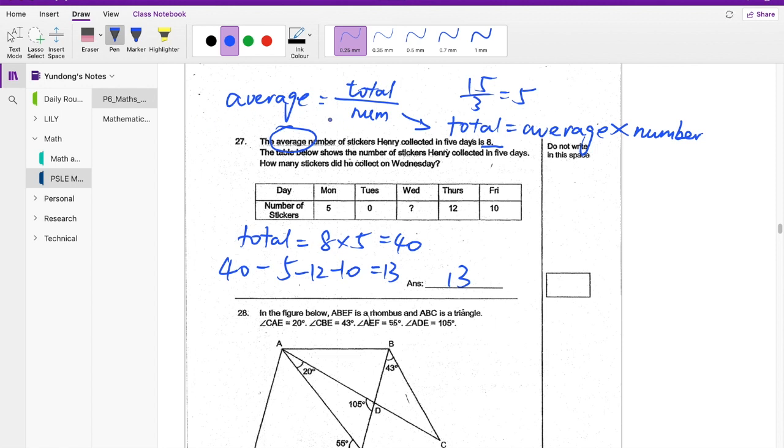So we must know the concept first, right? So if you know that average is total divided by number, and total equals average times number, then this one is very clear.